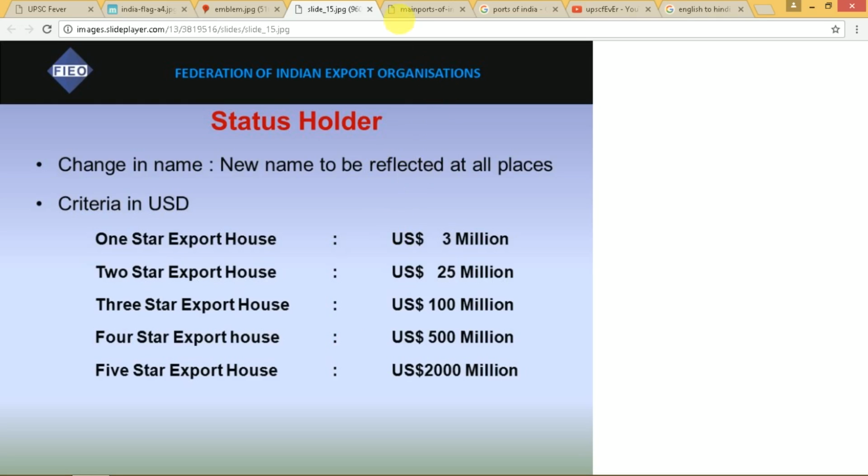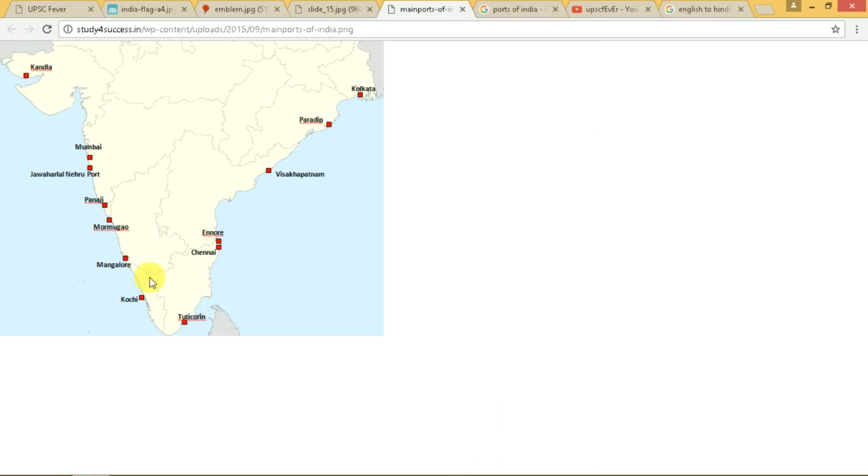You can see here the main ports of the country. There are total 12. Majority are on the western coast, and some are on the eastern coast. In terms of minor ports, Maharashtra leads. It has 48 of the 200 minor ports of India. And then we saw that the government is aiming to increase direct port delivery of containers. That will help us in improving ease of doing business rankings. We'll see what ease of doing business rankings are in further videos.